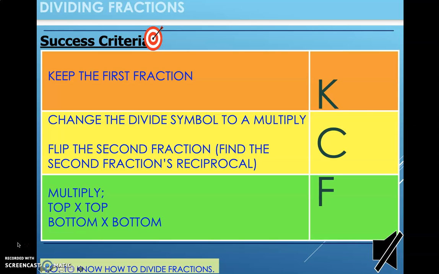So our success criteria for this lesson is we're going to use the KCF method. So you keep the first fraction, you then change the divide symbol to a multiply, and then you flip the second fraction. So you find the second fraction's reciprocal. And then you multiply the top by the top, the bottom by the bottom.